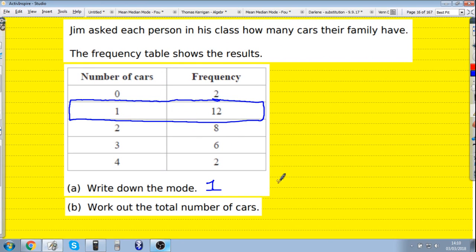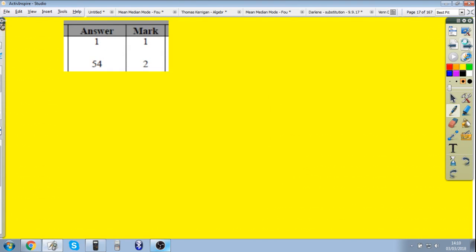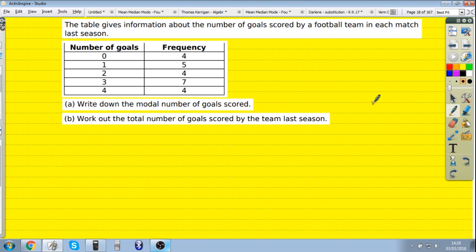Okay, how do you work out the total number of cars? Do I have to times the frequency by the number of cars for each set? Yeah. Okay, so for the first one it's 0, and then it's 12, 16, 18, 8. And then? You add them all up. Yeah, and you'll be fine there. Okay, so the trick is to know when you have to do that.